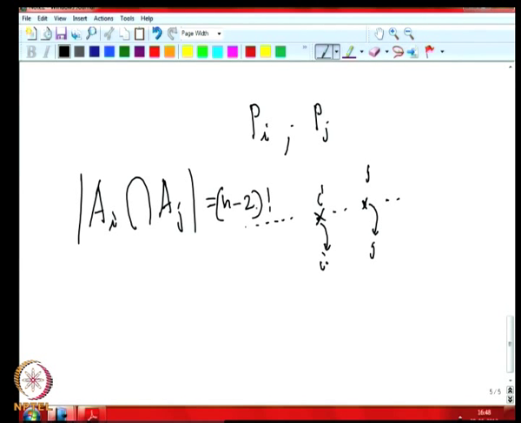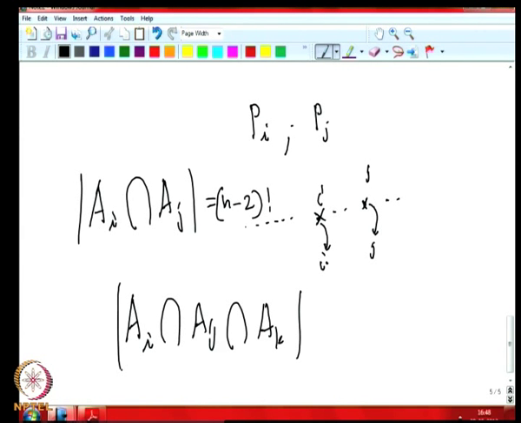Similarly, the cardinality of Ai intersection Aj intersection Ak, 3 things together, is n minus 3 factorial, because for 3 positions, in the ith position and the jth position and the kth position you have to have i and j and k respectively.